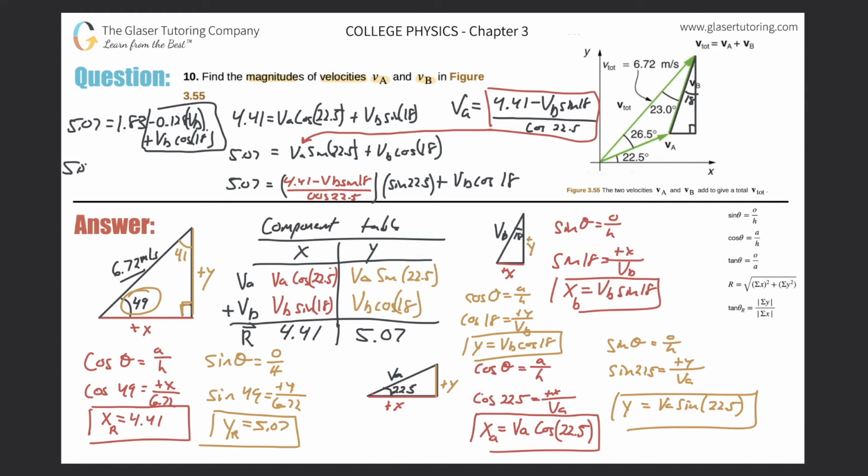So it becomes 5.07 equals 1.83 plus negative 0.128 plus cosine of 18. This comes out now to be positive 0.823 VB. Now, how do I solve for VB? We'll subtract 1.83 from both sides. That cancels, so we get 5.07 minus 1.83, which works out to be 3.24, and that is equal to 0.823 VB.